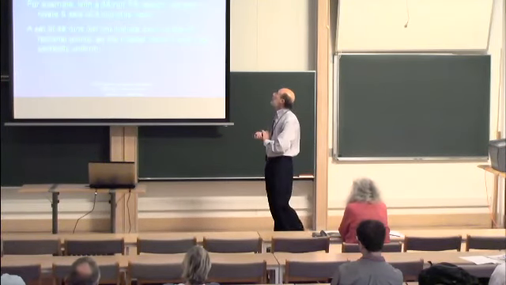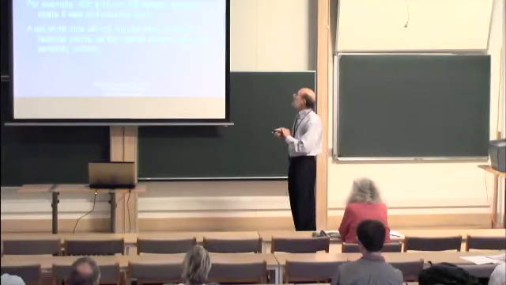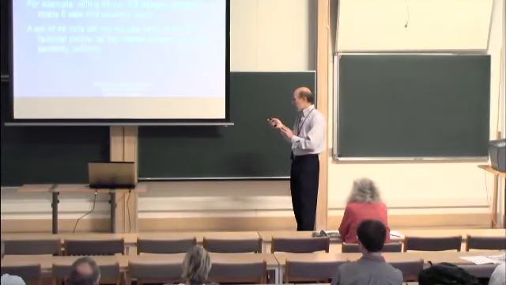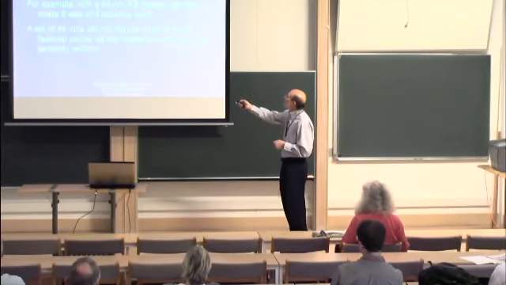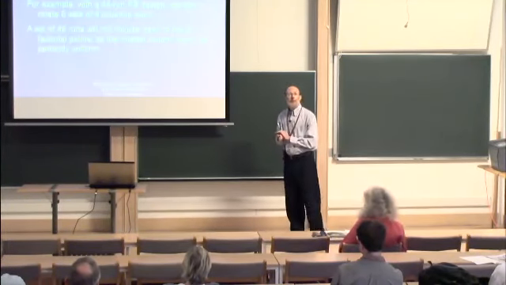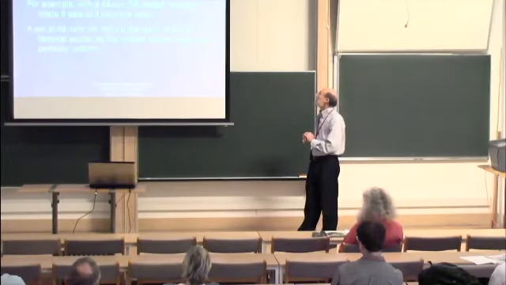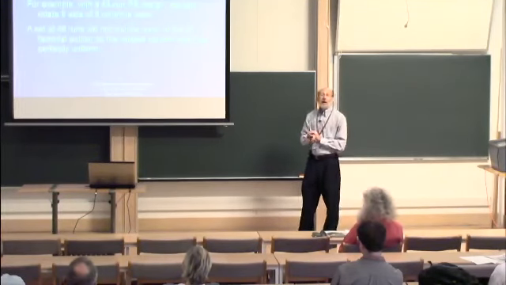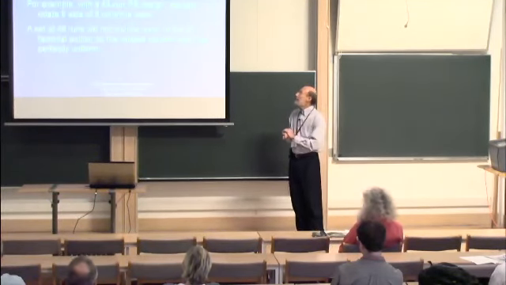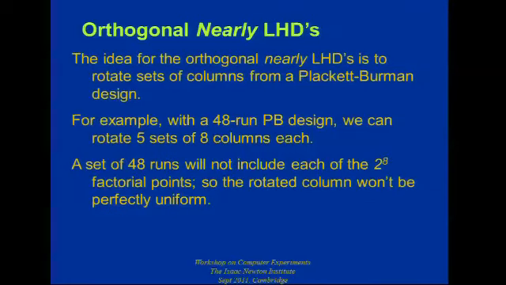And that's exactly what we're now going to do to generate these orthogonal nearly Latin hypercube designs. Just as an example, suppose I start not with a full factorial, but with a 48-run Plackett-Burman design. I'm going to rotate this design in 5 sets of 8 columns each. For each set, the number of columns still has to be a power of 2. So I'm going to take groups of 8.